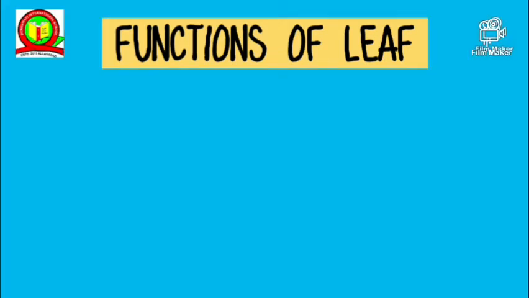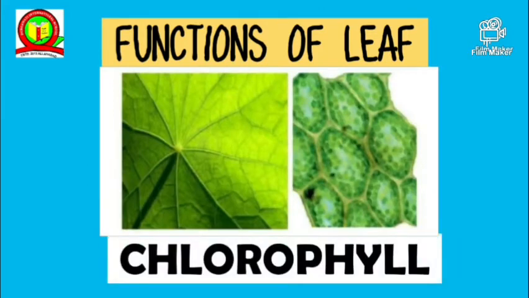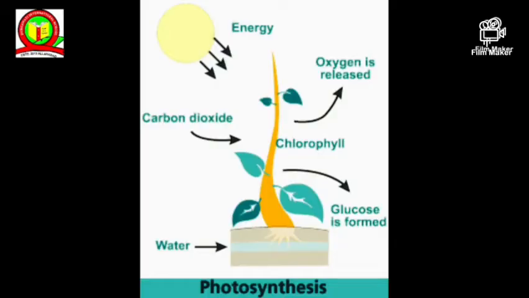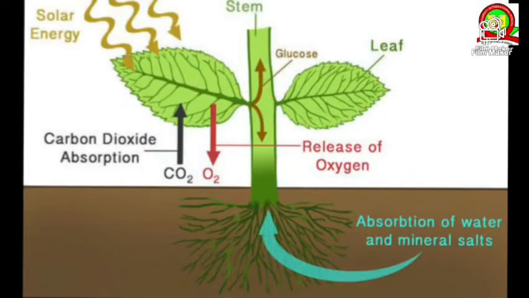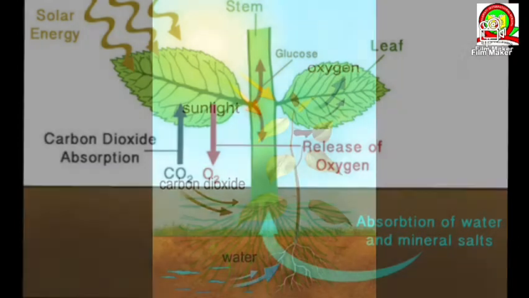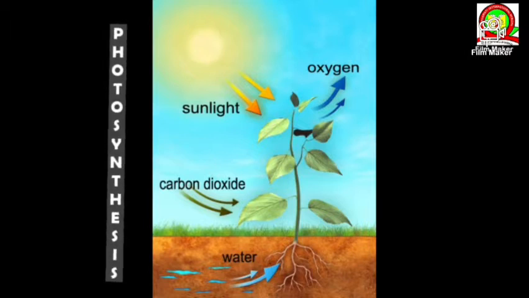The leaves are green because they have a green pigment called chlorophyll. The chlorophyll traps the sunlight and the plant produces the food, which is glucose, using carbon dioxide, water, and the trapped energy of the sunlight. This process of making food, that is glucose, is called photosynthesis. Do you know that photosynthesis is the main source of oxygen on earth?